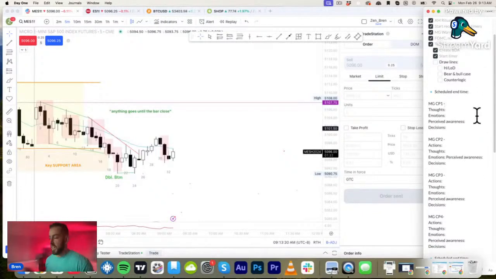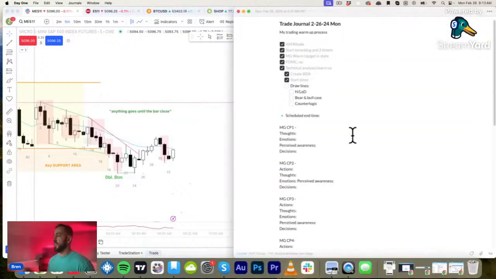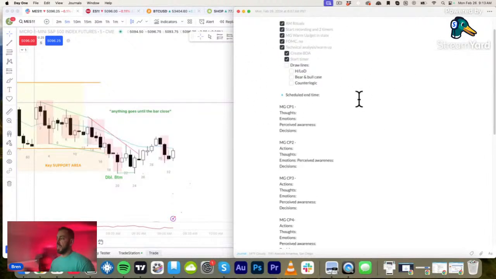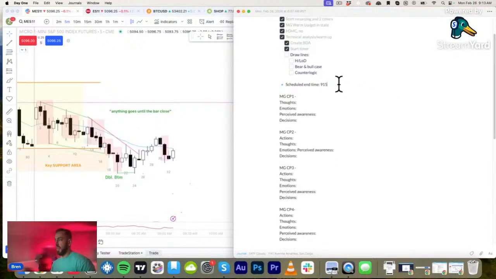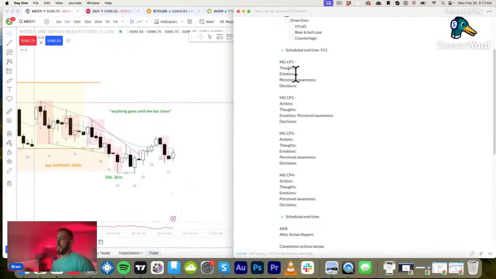Guys, I'm gonna share my trade journaling with you. This is my trade journal. Every trader that's good journals their trades. So this is my warm-up process. Scheduled end time would be 9:15. And then I've got thoughts, emotions, perception, and decisions, right?